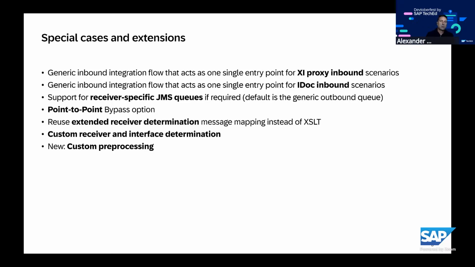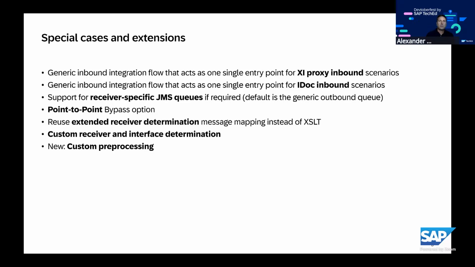We support extended receiver determination, right? This is a feature in Process Orchestration where you run a mapping to determine the number of receivers. If you use this in Process Orchestration, you can reuse it in Cloud Integration, and you don't need to create the XSLT which we actually use to determine the number of receivers. Instead, you can simply reuse your mapping from Process Orchestration, right?